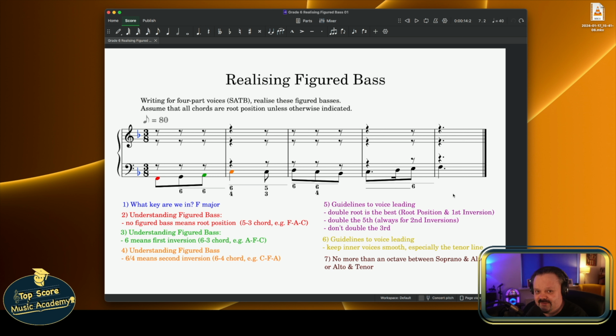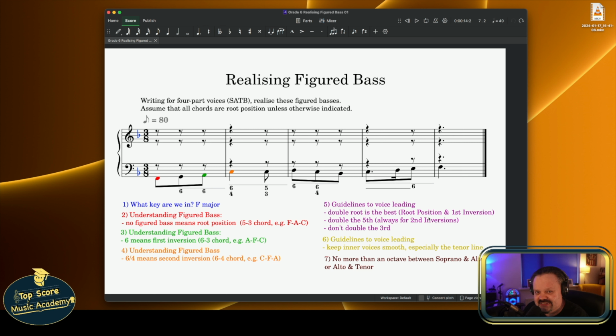So you have to double one of those notes in each of the triads. Which one do you double? The root of every chord that's in root position or first inversion. That's always a good one to double. That's your best bet.